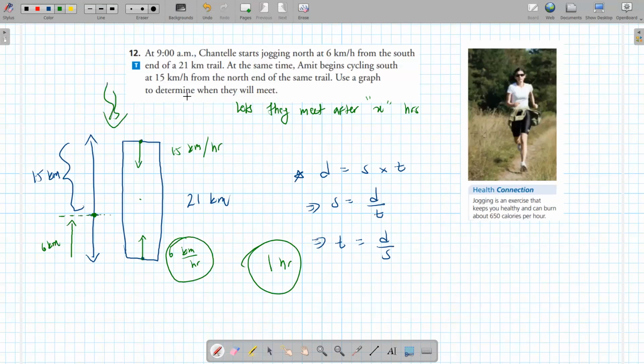There's multiple ways. It's a T question. That would be the easiest way to go about it. So they're going to meet at 10 a.m. And that's it for this question.